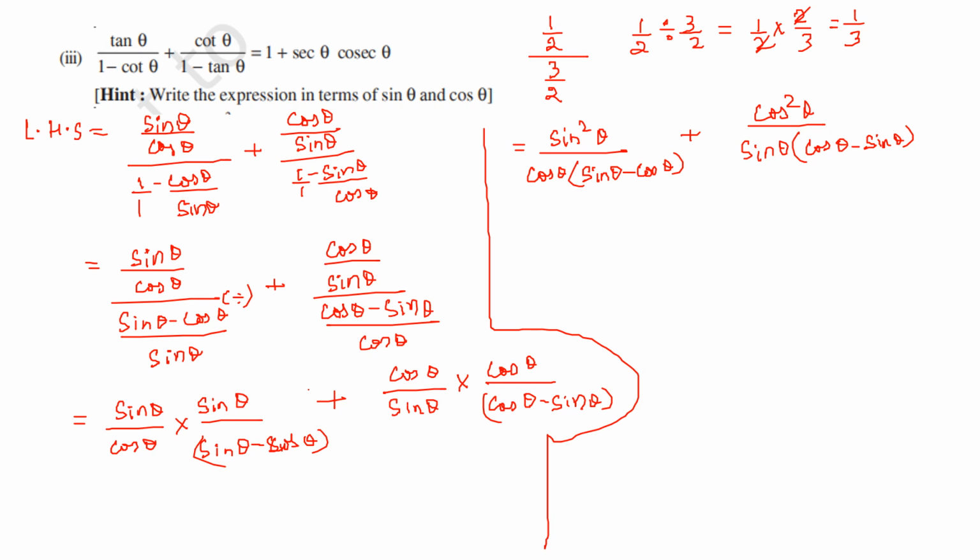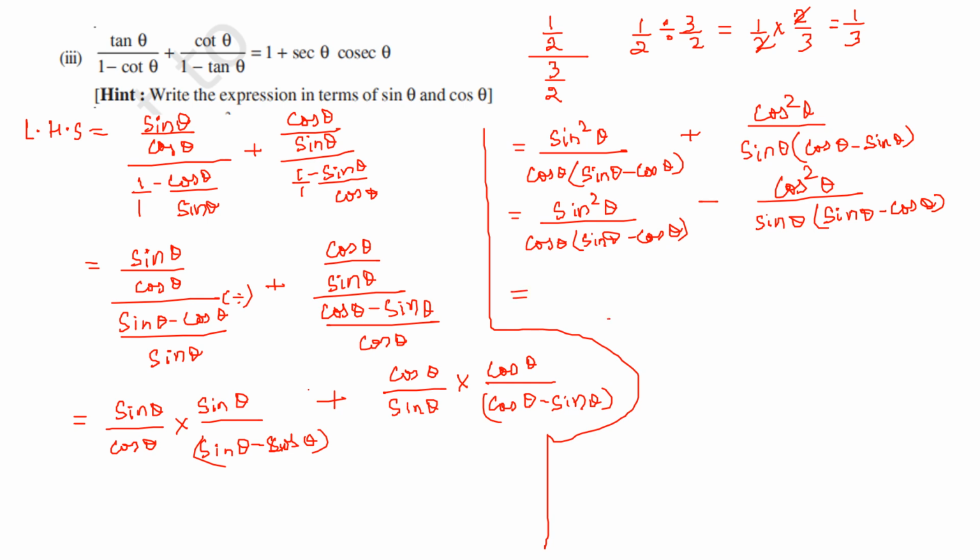So I can rewrite it as sine square theta by cos theta into sine theta minus cos theta. This plus will change to minus cos square theta by sine theta, and this will also become sine theta minus cos theta, because I have taken minus common from here, and that minus multiplied with plus became minus. Now again I will take LCM.